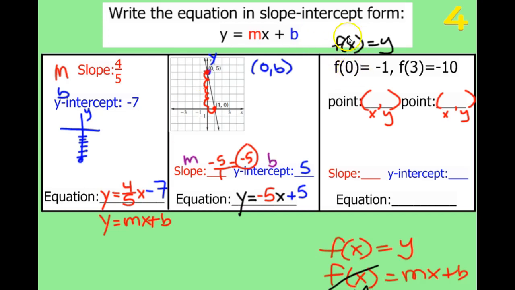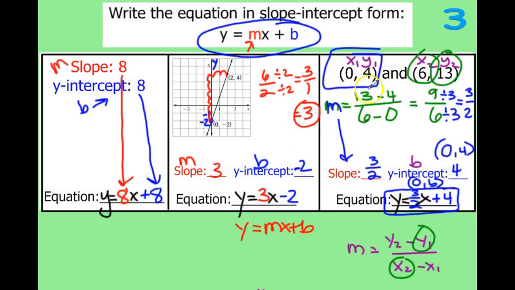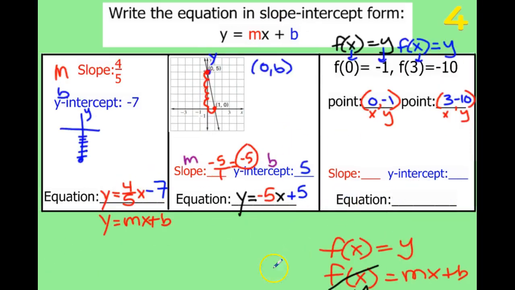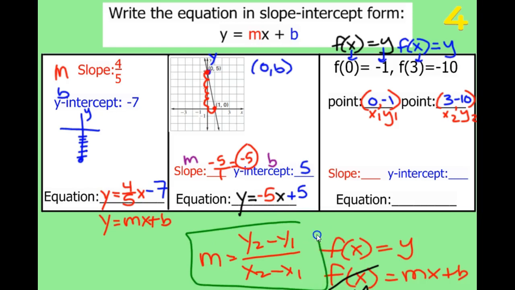So in this point here, x is just 0, and y is just -1. And over here, same thing. F of x is a fancy way of saying y. So x is 3, and y is -10. Now I can do the same thing I did up here before and find my slope. So I'm going to use my slope formula, y2 minus y1 over x2 minus x1, to find it. So I'm going to label these points. This is my first point, and this is my second point, and plug the points into this equation.